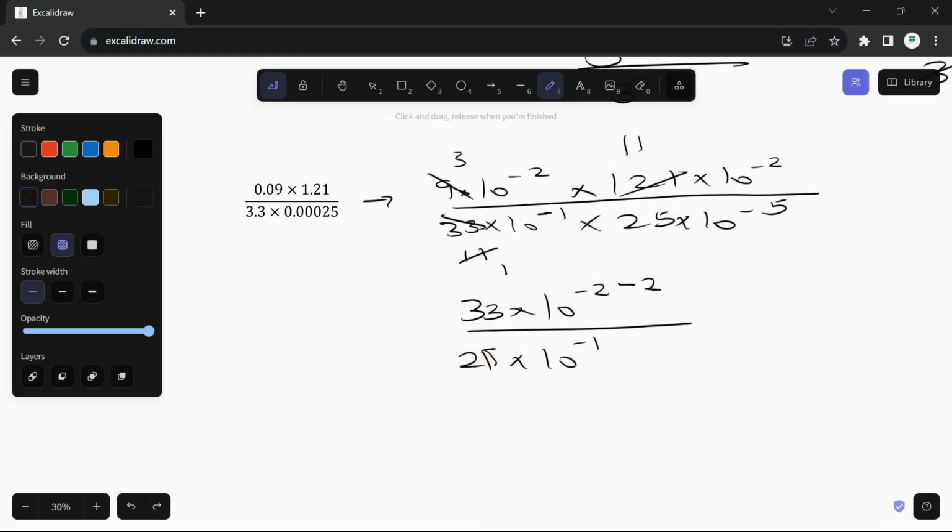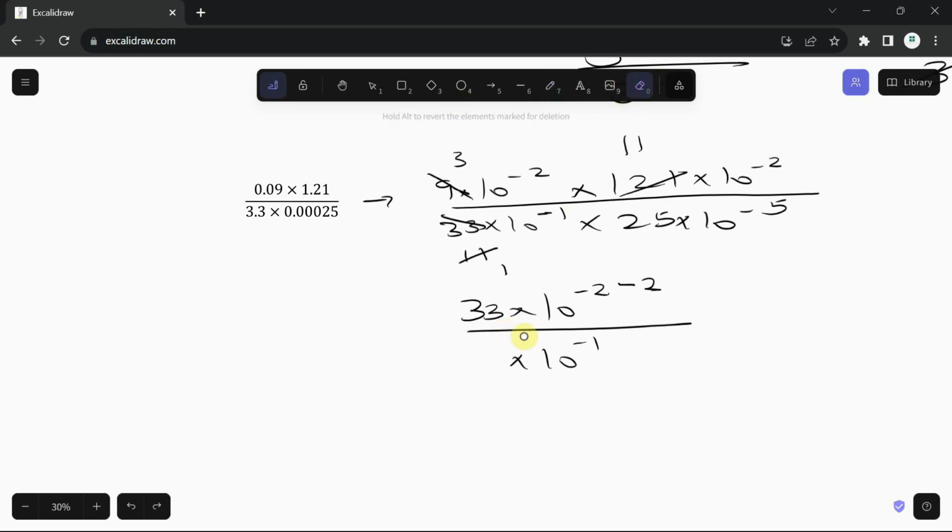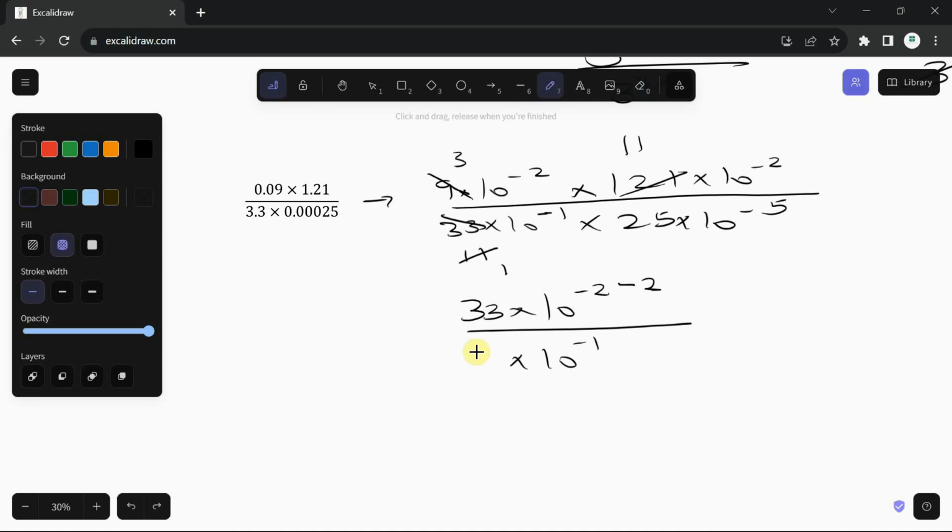Right, so that I don't start doing something that would be very distant. Let me just correct that. So that will be 25 times 10 to the power of minus 1 plus minus 5. That will be plus times minus is minus, so that will be minus 5. So this is 33 times 10 to the power of minus 4 all over 25 times 10 to the power of minus 6. Minus 1 minus 5 is minus 6.